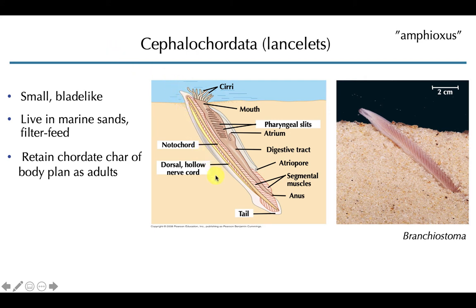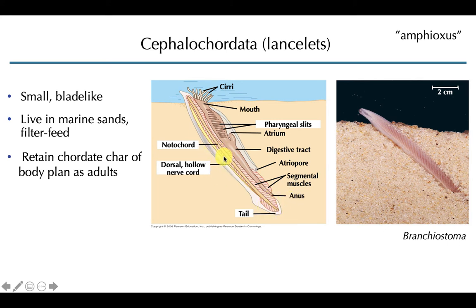So this is the lancelet. You can see 2 centimeters is this scale bar here. It's sort of blade-like, buries itself in the sand. And then here's its mouth. And basically it's filter feeding. So the water comes in the mouth, you can see here, and then it's going to come back out the pharyngeal slits. As it does that, the food particles are collected and then passed into the digestive tract and then out the anus, and there's that postanal tail.